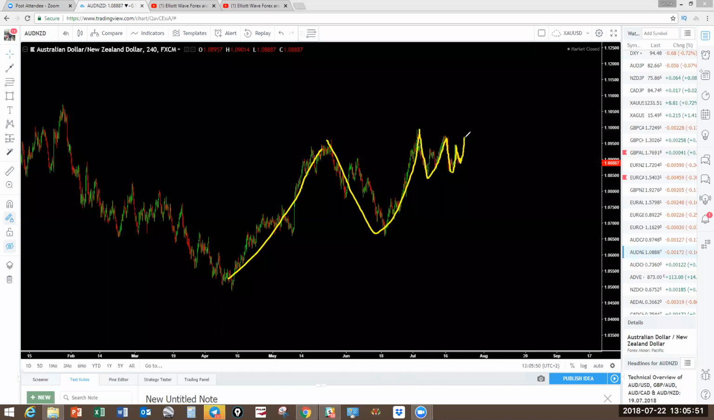Will it come back down and give us this one before it goes? What have I done there? I've drawn a very complex correction, which is possible with these structures. On the higher degree, blue there, it's possible that you get something like this. If you get something like this, you take this one up. Okay, that's AUD. So let's look at oil.